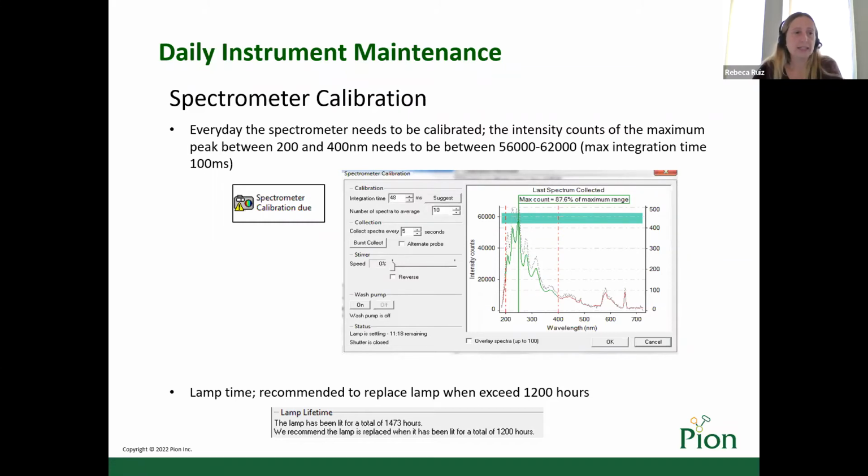Just a reminder that the maximum integration time is 100 milliseconds. So it's recommended to keep a daily record of the milliseconds in order to observe any abrupt changes in the intensity. If this is the case, it could mean that the UV probe is dirty or the mirror is damaged, or, as I have shown in this slide, the hours of the lamp have exceeded the recommended 1200 hours, and so the lamp needs to be replaced. The lamp time is not part of a reminder, so from time to time, please keep an eye on the lamp hours.